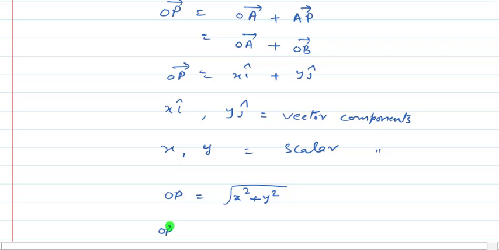In other words, we can write the magnitude of vector OP as the square root of x square plus y square. So the magnitude of vector OP is simply the sum of squares of the scalar components along the x-axis and y-axis, and taking the root of it. So this is the magnitude of vector OP.